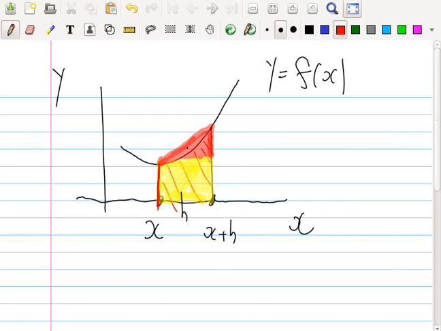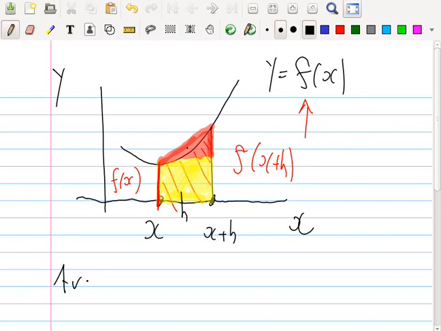What letter represents the height here? Y. And what does y equal? Right, f of x. And what about this one here? What's the height of this one? F of x plus h. Great. Okay. Right, so let's work out the area here.